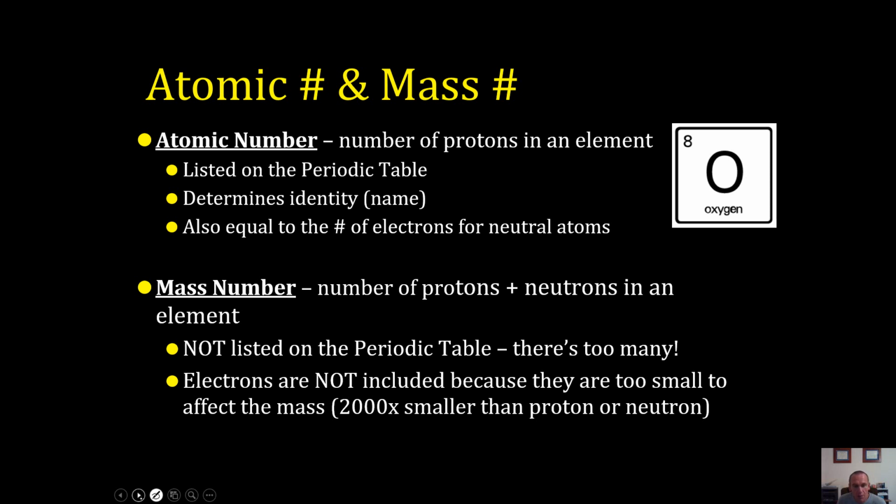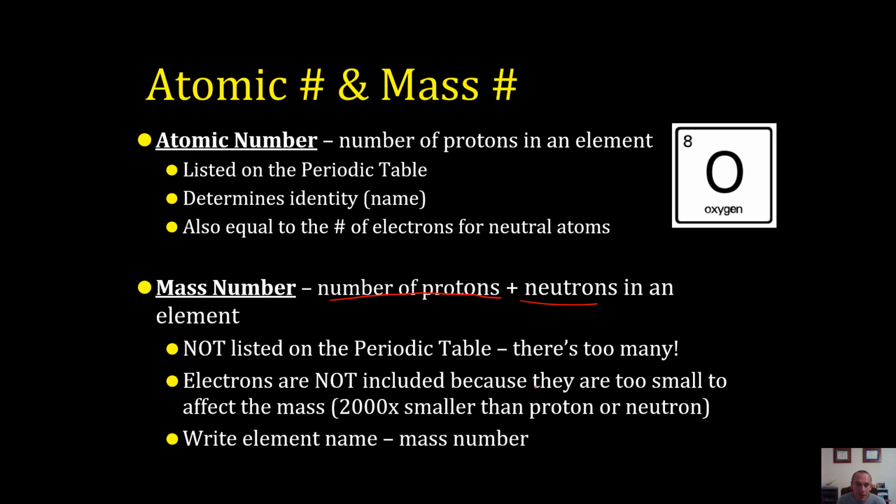Electrons are not included in the mass number. One, their mass is so small they don't affect the mass of an atom. And two, we're really talking about this definition. Mass number is protons plus neutrons. Electrons are not in the nucleus. Remember, they're in the cloud around the nucleus.